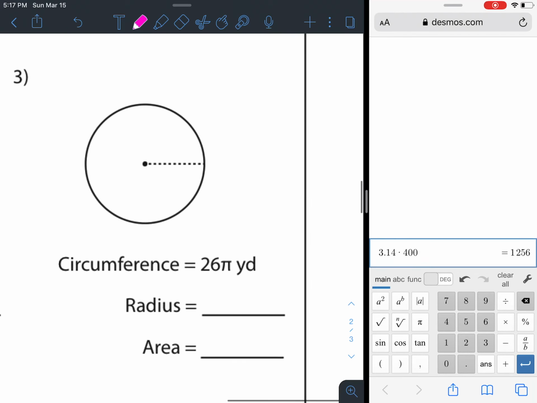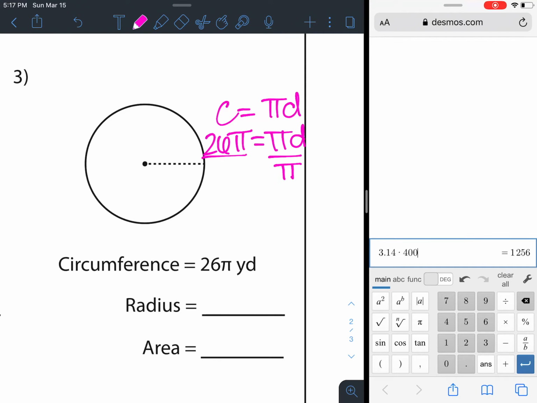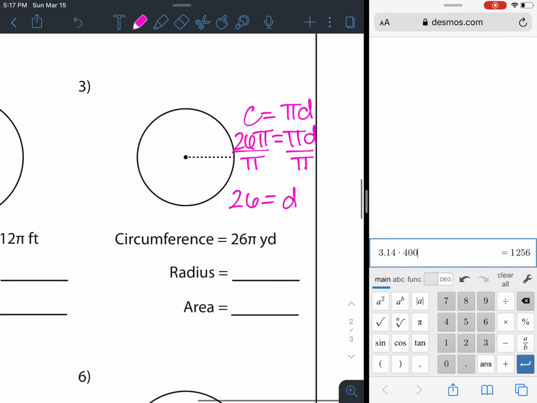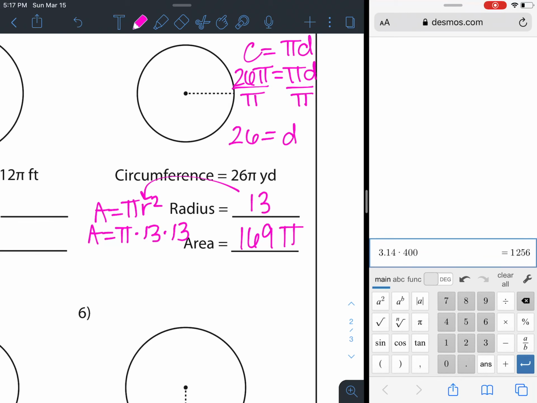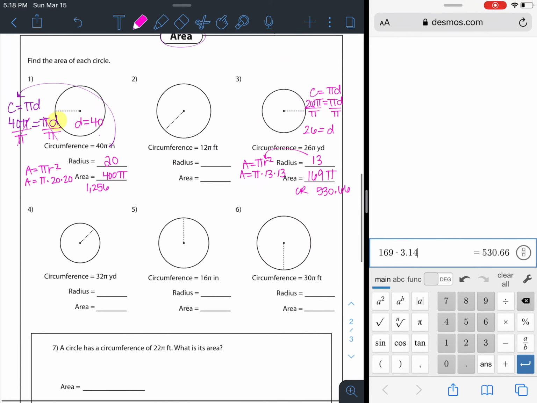Let's do one more together. Circumference equals pi times diameter. So 26 pi equals pi times diameter. Divide both sides by pi, so the diameter is 26. If all the way across the center is 26, halfway, the radius is 13. So then the area: radius is 13, so A equals pi times 13 times 13. So either 169 pi or 530.66. Go ahead and hit pause and try 4 and 6 on your own.